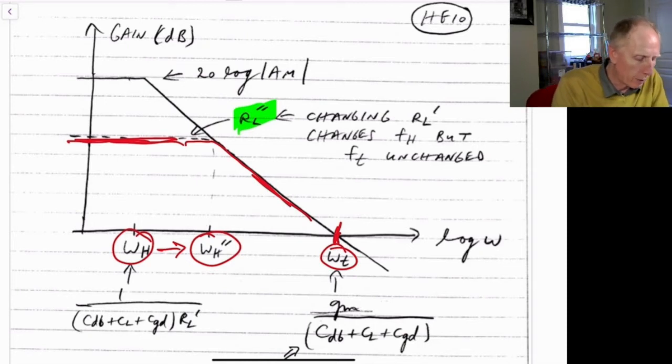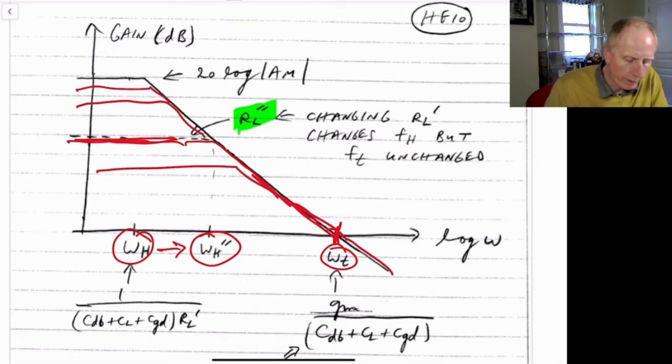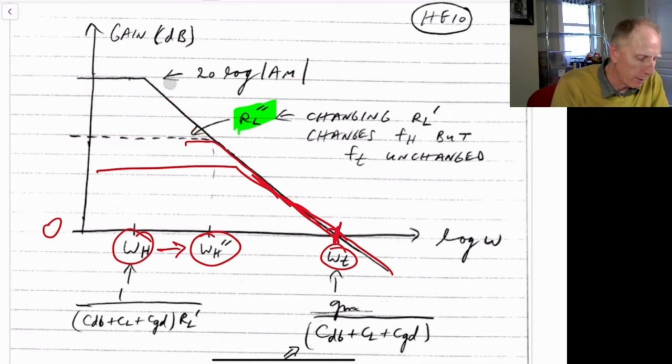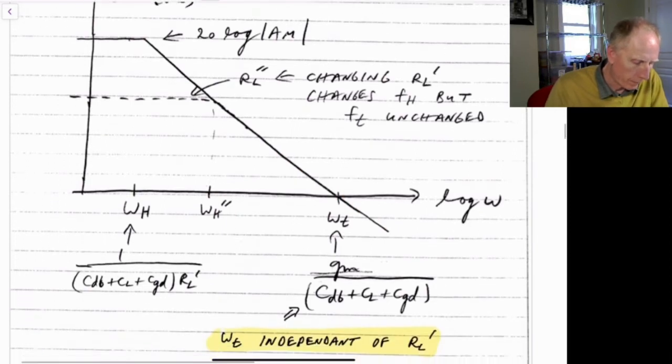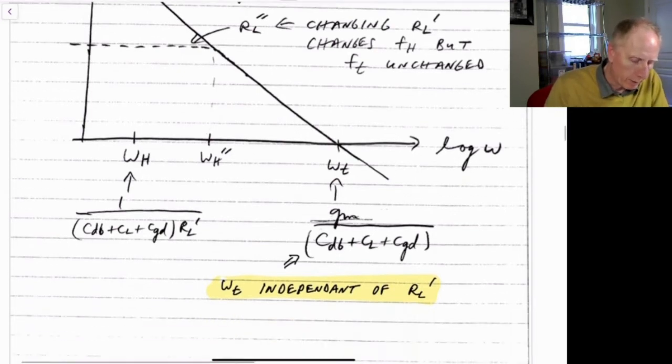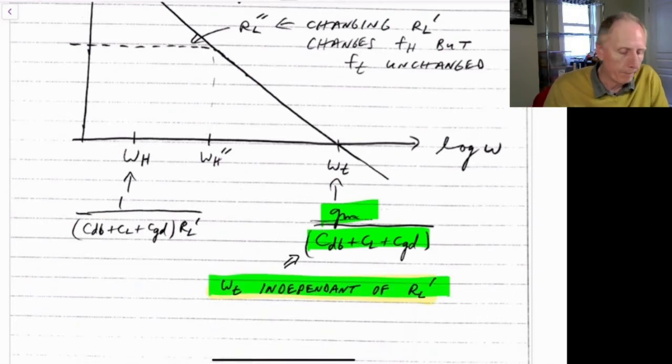So basically changing RL prime just changes where this break is, but they all follow the same curve here, and they all cross 0 dB. This is the 0 dB location at the same frequency. So omega T is independent of RL prime. Of course, the 3 dB frequency is changing with RL prime. So we have this result that this is our unity gain frequency, and that's independent of RL prime.